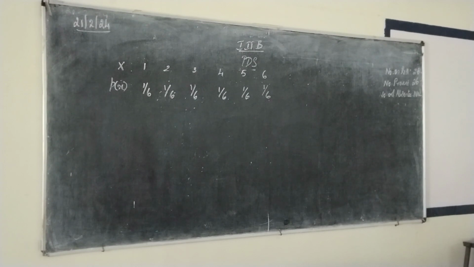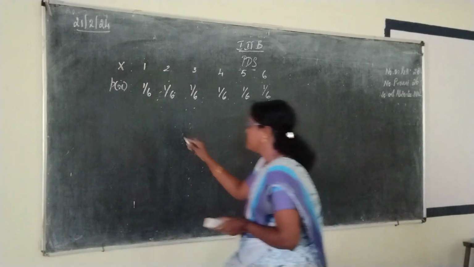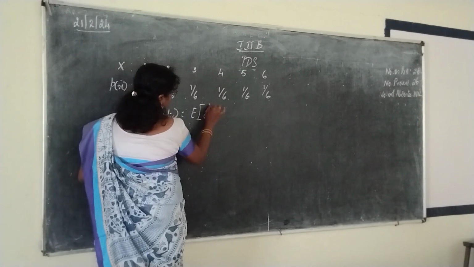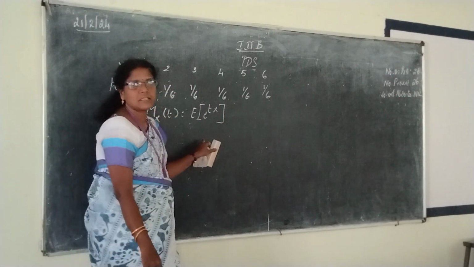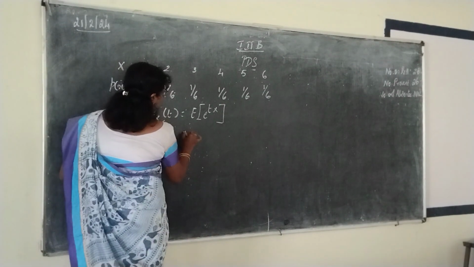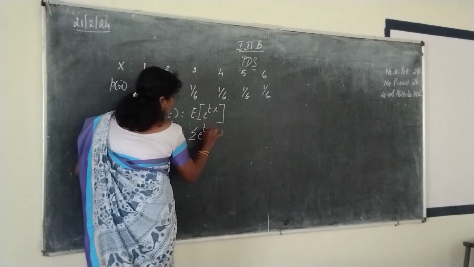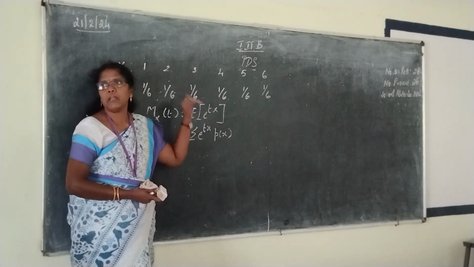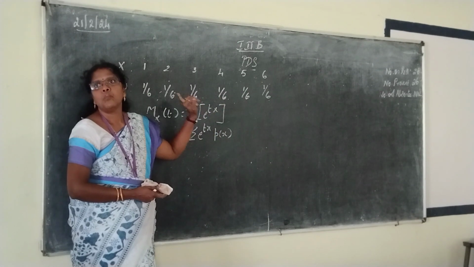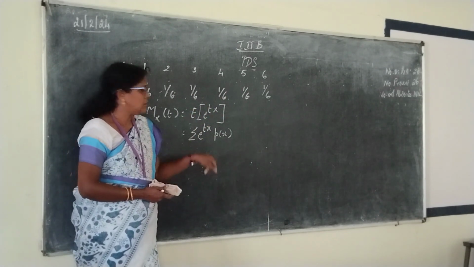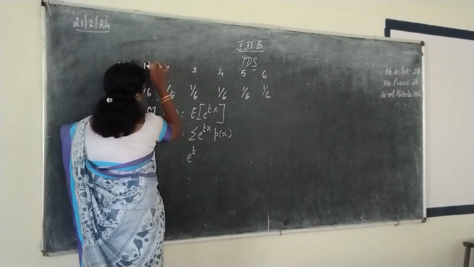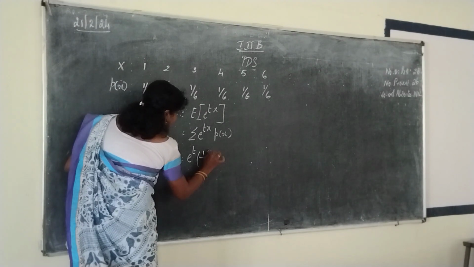Mx of t equal to expectation of e power tx. Discrete case or continuous case? Discrete. So what is the formula? Summation of e power tx into p of x. So here what are the x values possible? 1 to 6, substitute 1 by 1. First case x equal to 1, so it will be e power t into the probability value 1 by 6.